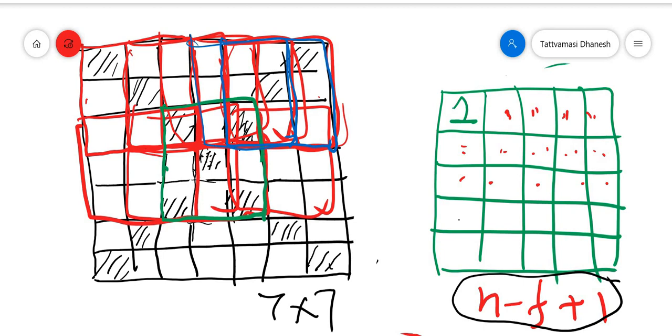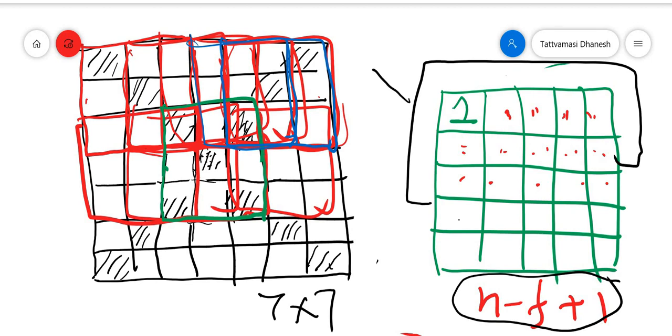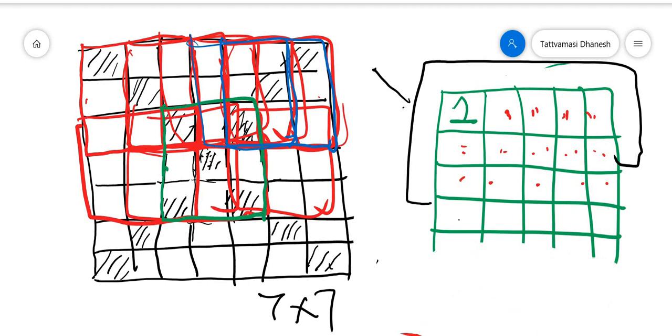So how many maps like this will you get? You will get three maps like this. For the second filter, you will get another map, and for the third filter also you will get another map. Total, how many maps will you be getting? Three maps. It's really important. Three maps you are getting.